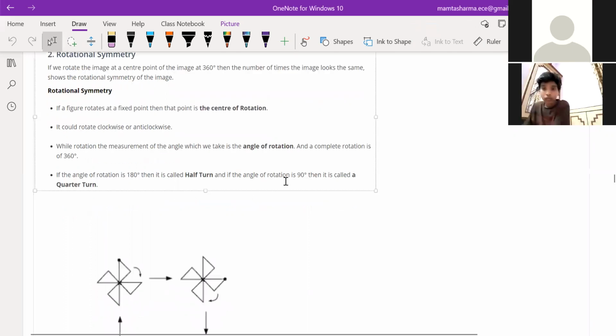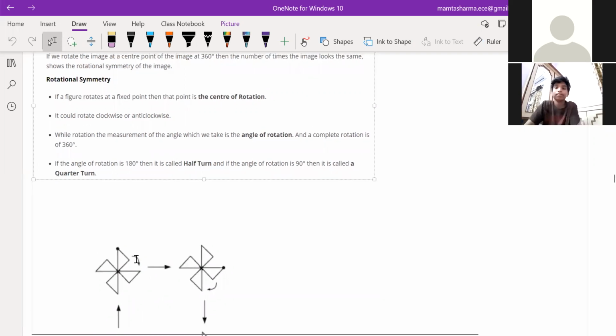If I say this is a figure, it's a windmill. Have you ever tried making a windmill from paper? No, ma'am, not tried. So it looks like this figure. Okay, so this is a paper windmill.